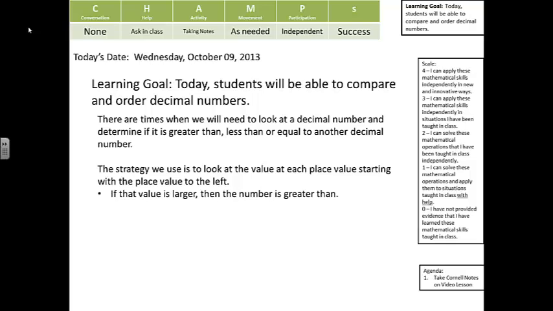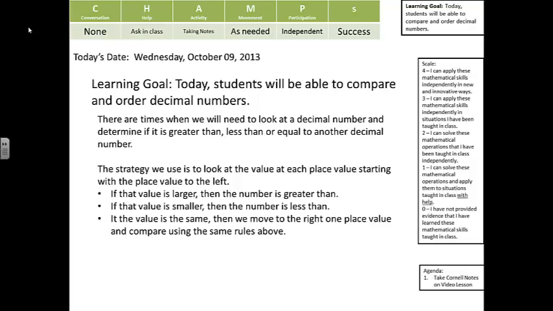If that value is larger, then of course the number is greater than. If the value is smaller, then the number is going to be less than. And if the value is the same, then we're going to move one place value to the right, and we're going to compare those using the same rules that we had up above. So we keep repeating until we figure out whether or not they're greater than, less than, or equal to.